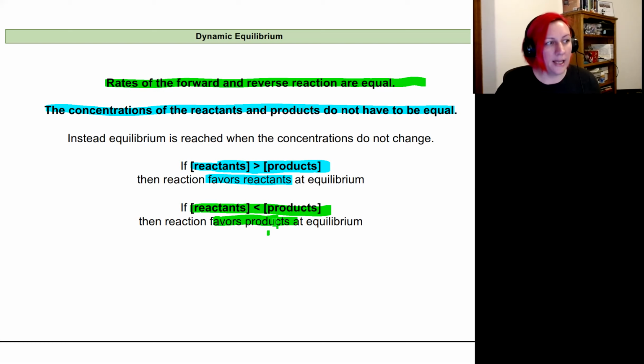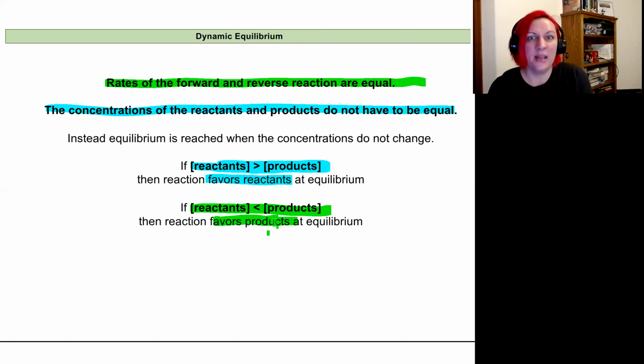So if I'm an industrial chemist working for a pharmaceutical company and I want to make a lot of something, I'm going to want to make sure that my reactions favor products, so that I can convert as many of my reactants over to products as possible, because I'm going to go sell it and make a lot of money.